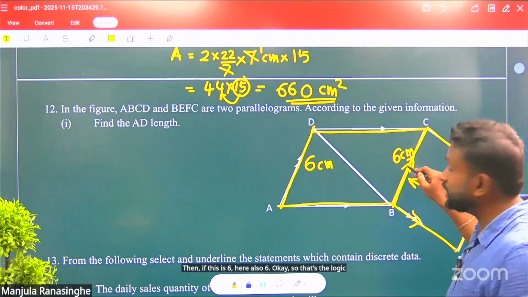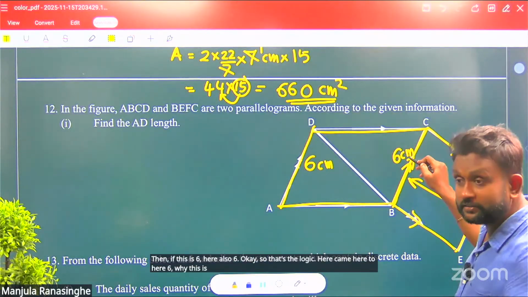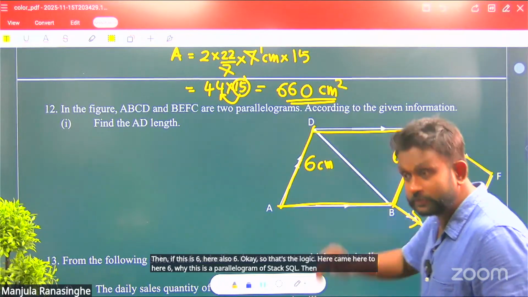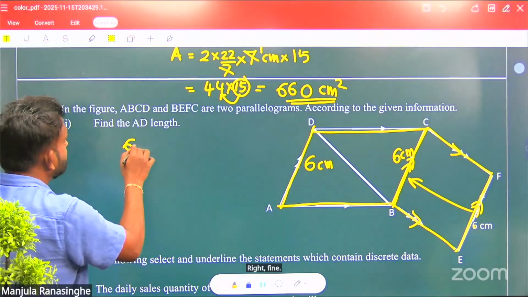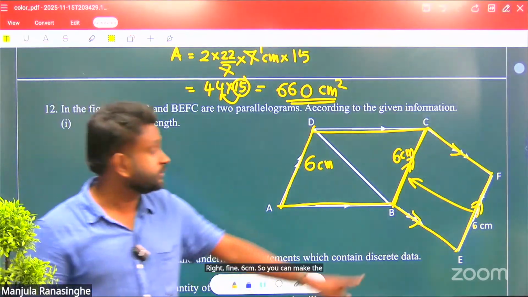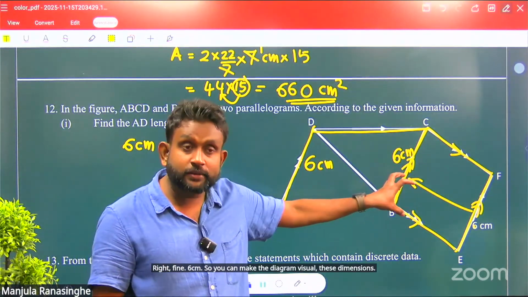So that's the logic. From here to here is 6. Why? This is a parallelogram, so opposite sides are equal. Then from here to here is 6. This is a parallelogram, so equal. Find the AD length: 6 centimeters. So you can make the diagram visual with these dimensions. Then mention them in the diagram itself.